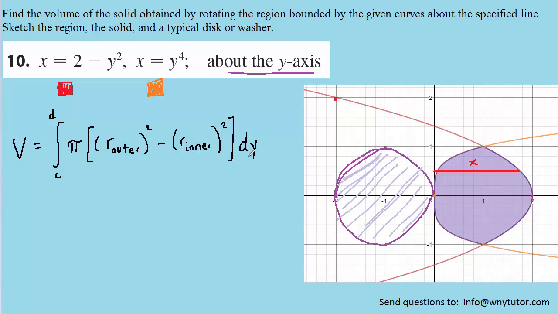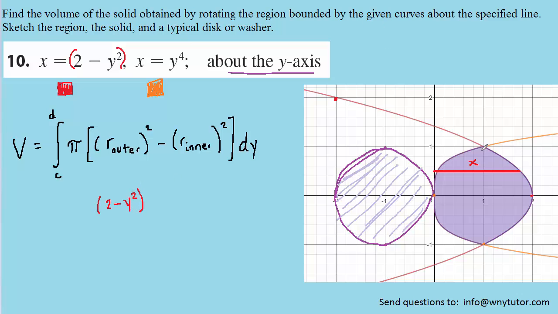And so we can't come in here and say x for the outer radius and then try to integrate with respect to y, because that's essentially an inconsistency in the variables. But luckily for that sideways opening parabola, we know that x is 2 minus y squared. So what we can do for the outer radius is plug in 2 minus y squared.